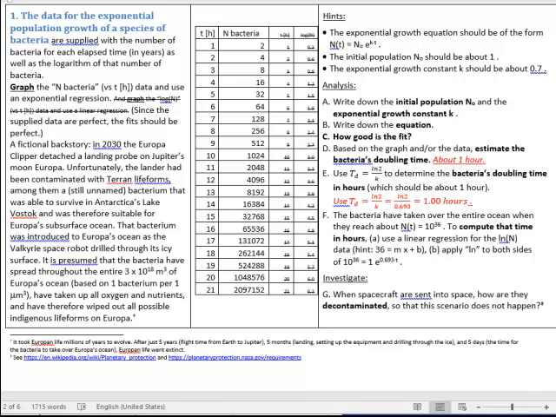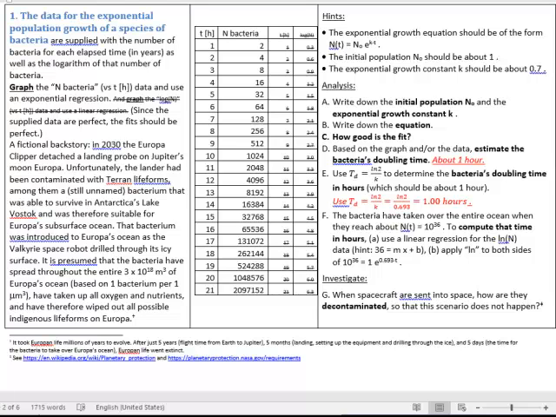So this is the recording for the take-home exam. And here's the first problem.